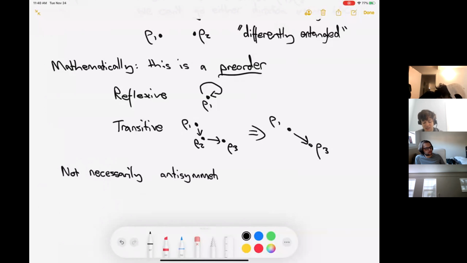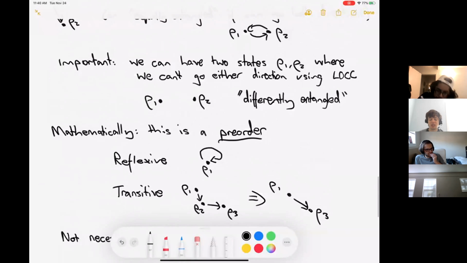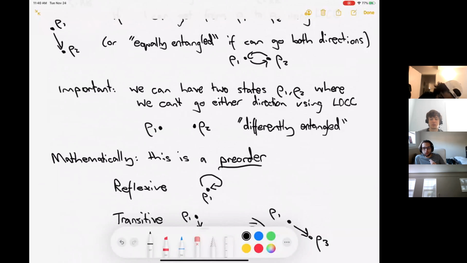Right, so if it was anti-symmetric, it would be what's called a partial order. So that would mean that if there's an arrow from row 1 to row 2, and row 1 is not equal to row 2, then there's no arrow going the other direction. Okay, in this case, that isn't true, right?